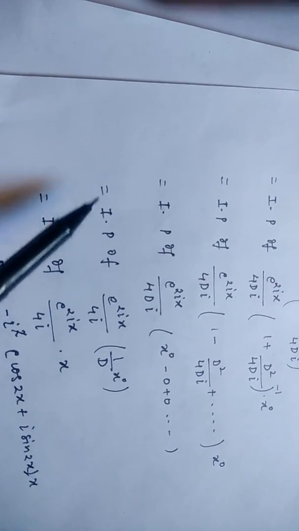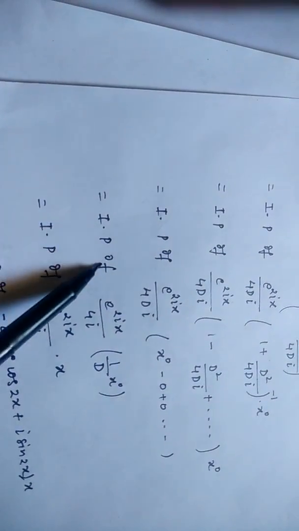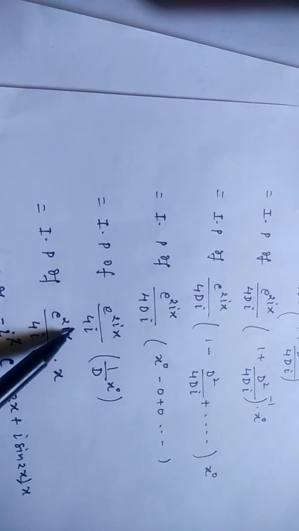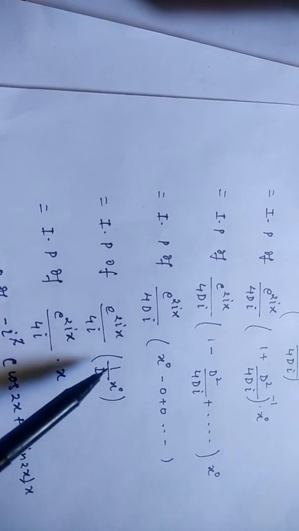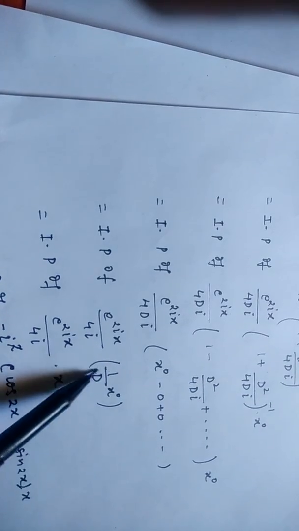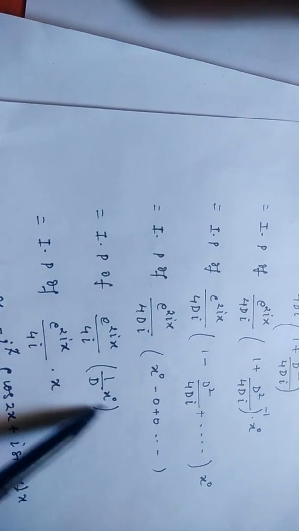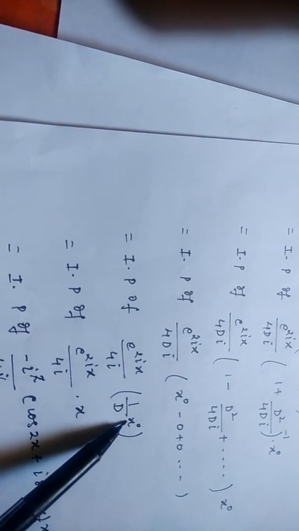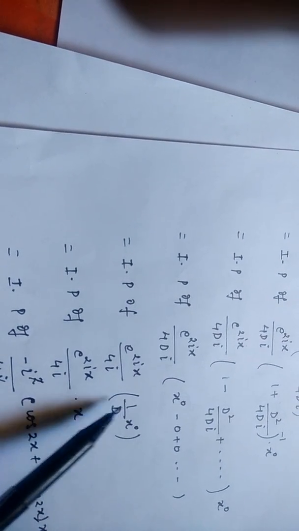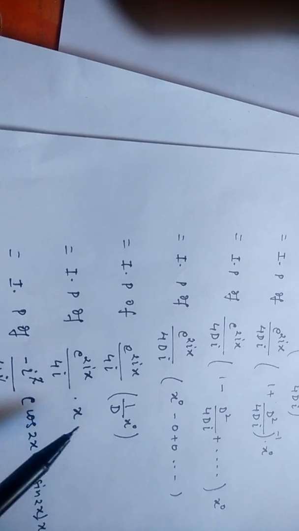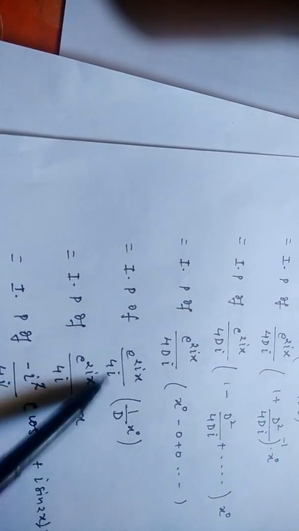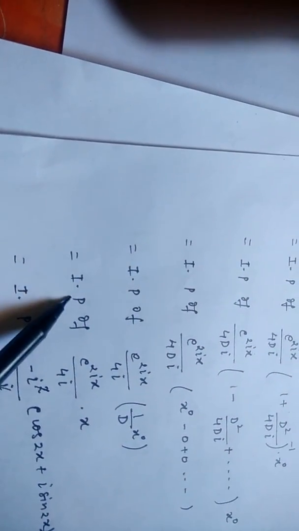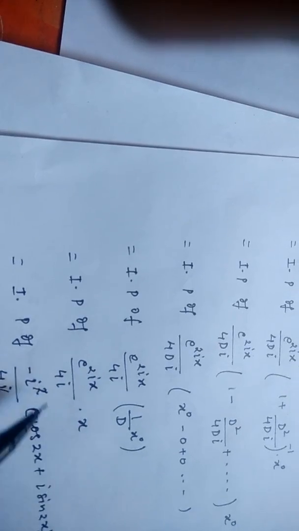So this is equal to the imaginary part of e to the power 2ix divided by 4i, and d is taken inside this bracket, so 1 by d x to the power 0. Now this means the integration of x to the power 0, that is integration of 1. So we will get x here. So this is equal to the imaginary part of e to the power 2ix divided by 4i into x.